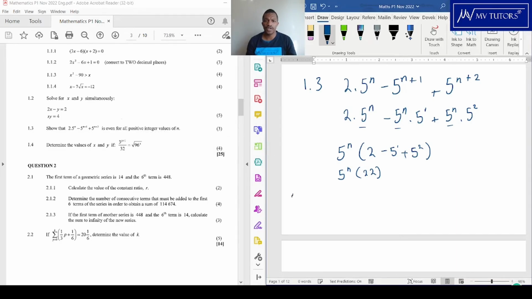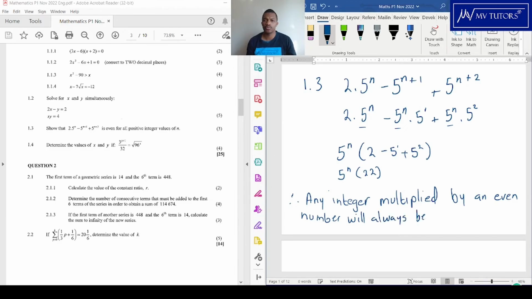So we can conclude, therefore, any number or any integer, just to put the words that they use, multiplied by an even number will always be even. You can try it. Put any value there. The answer is always going to be even.